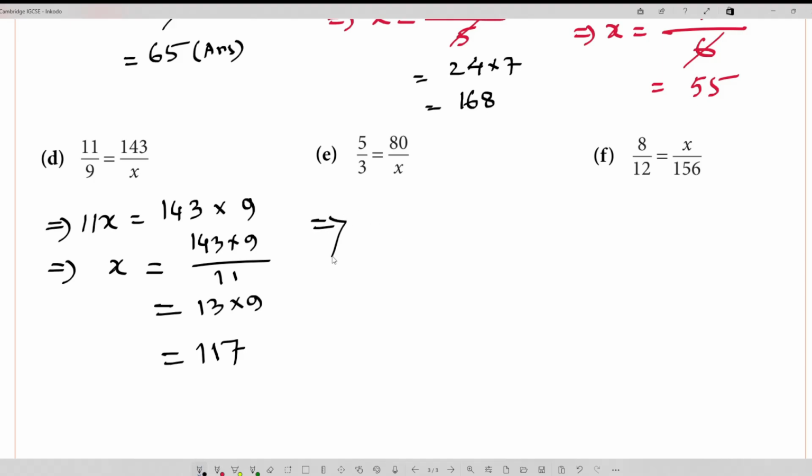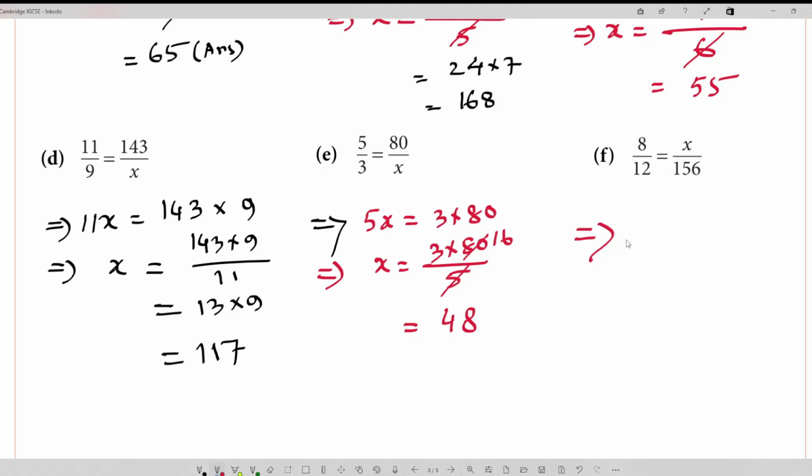Number E. Here is 5/3 equals 80/x. So 5x equals 3 times 80. It means we are doing cross multiplication. So we can divide both sides by 5. So x equals 3 times 80 divided by 5. So here is 16. So 16 times 3, the result is 48.